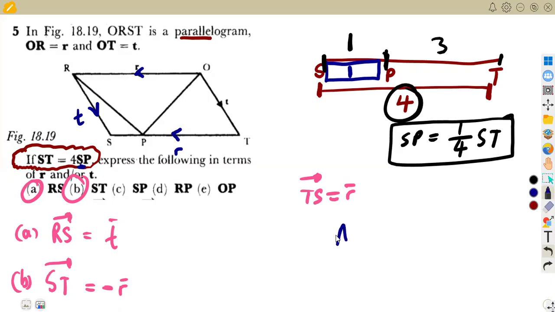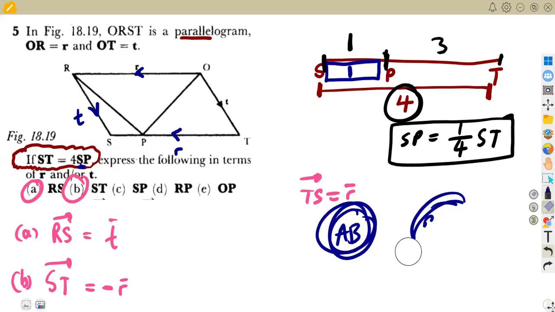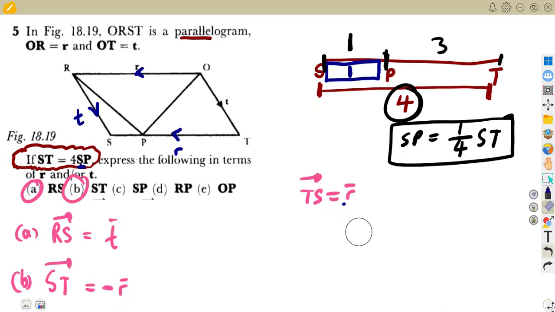Just like what I was explaining between AB and BA. If I am given AB, to find the vector BA, I don't need to go back to the diagram and find the route from here to here. Yes, we can do that, but it is not necessary. Know the properties of the shapes. Okay? Let's move on to the other one.